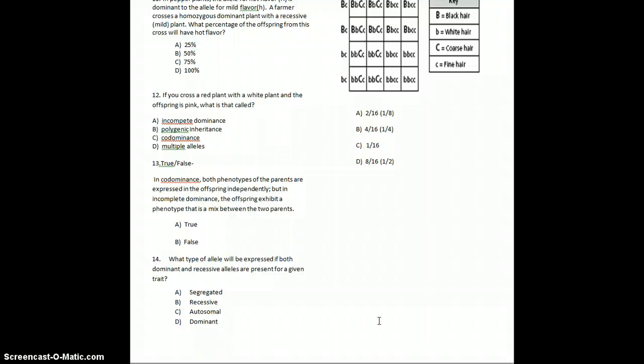Number 14. What type of allele will be expressed if both dominant and recessive alleles are present for a given trait? A, segregated, B, recessive, C, autosomal, or D, dominant?